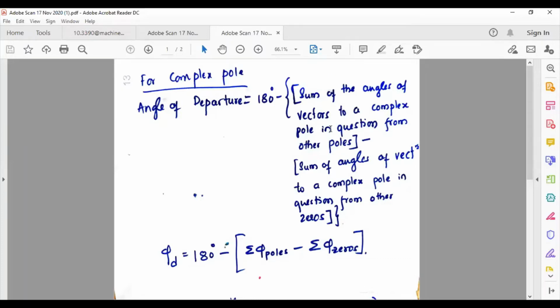Drawn from other poles to P1, and we should add them. Okay, so first let us take this part. First, what we'll do, we'll draw the vectors from other poles to the pole in question, P1. Then we find their angles, the angles of the vectors. Then we add them. Then this part is completed. Then we'll go for the next part. So let us see how we can do that.